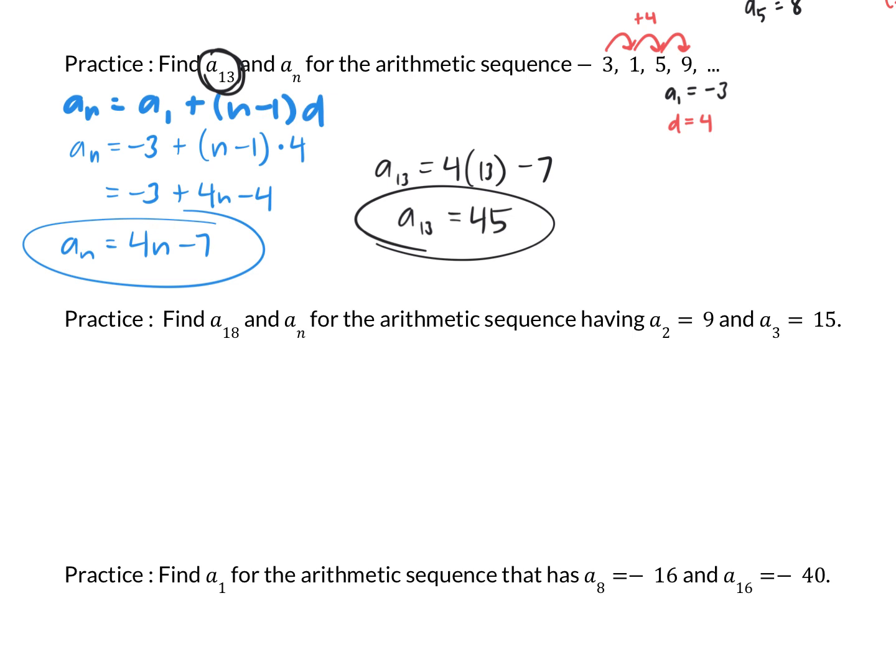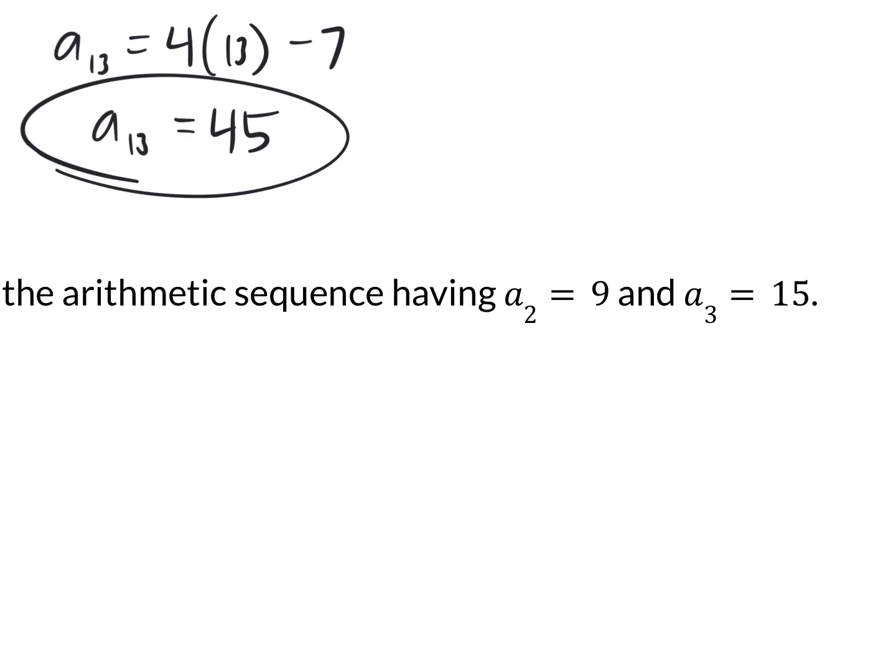Okay, next one here, we're given a little bit different information. Find a sub 18 and a sub n for the arithmetic sequence having a sub 2 equals 9 and a sub 3 equals 15. Okay, so what do I know given these two values? What does that tell me? My difference, right? My difference between these two, from 9 to 15, would be 6. The other thing I need to know for that formula of a sub n, however, is what? The starting point, right? A sub 1. So a sub 1, how would I find that? Going backwards. Subtract 6 from 9 and I get 3.